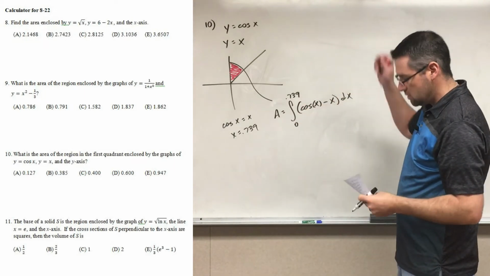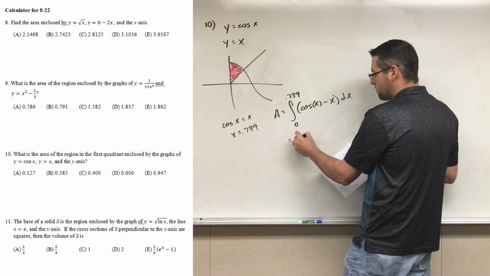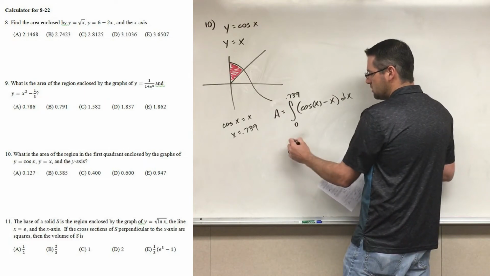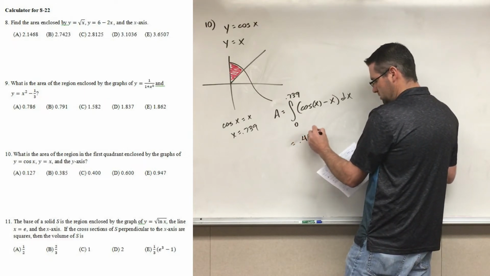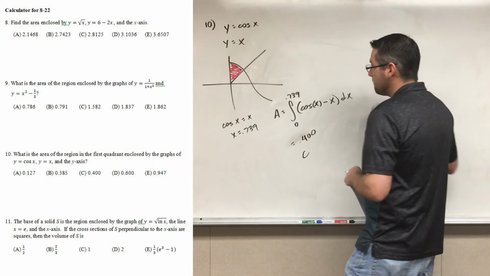And we can get the antiderivative and all that, but again, calculator problem. So our answer, I believe it was like 0.399 something, but when you rounded it to 3 decimals, it was 0.400, which makes our answer C. All right.